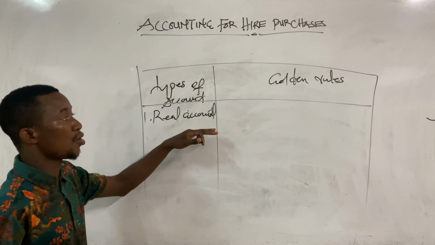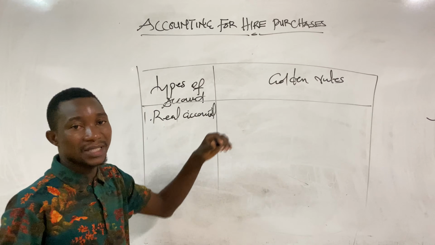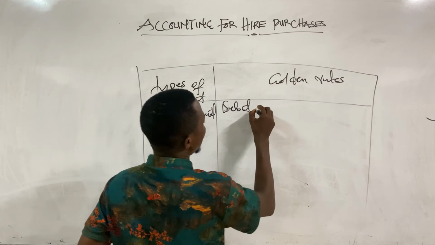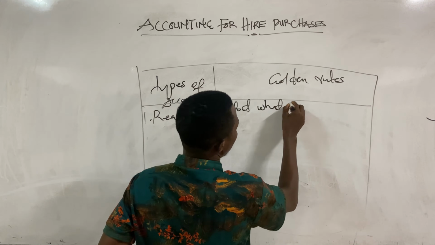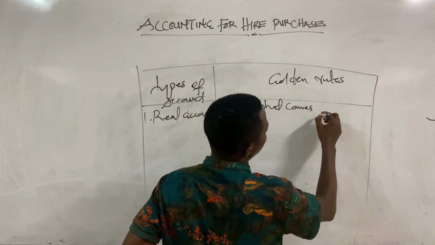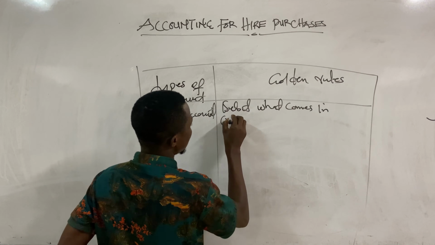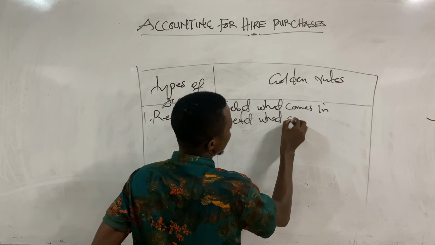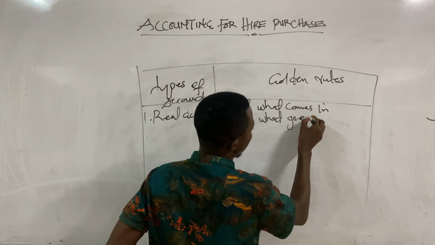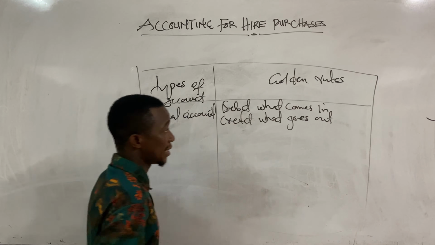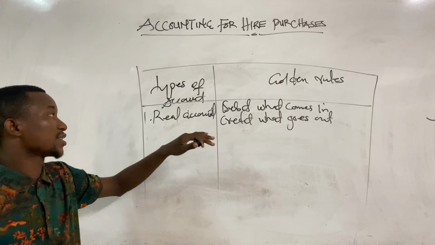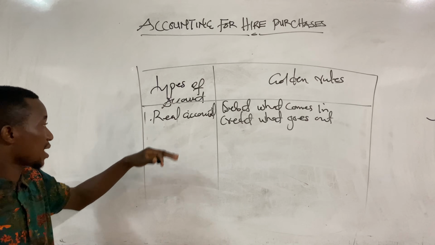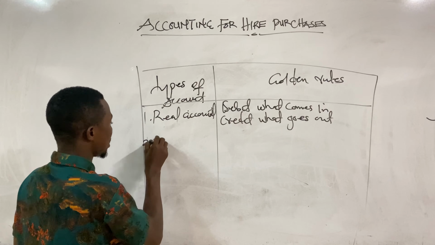Real account. For real accounts, we debit what comes in, then we credit what goes out. That is the rule regarding transactions relating to a real account. So you have to read on all these real accounts on top of personal accounts.